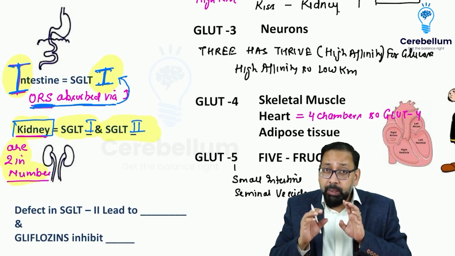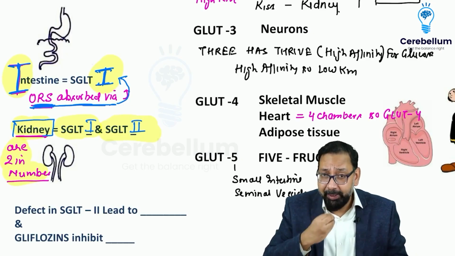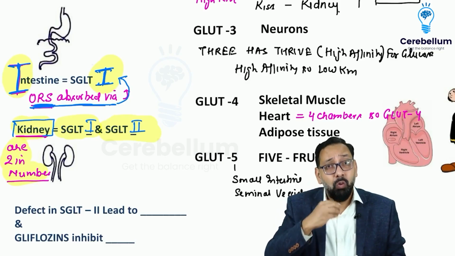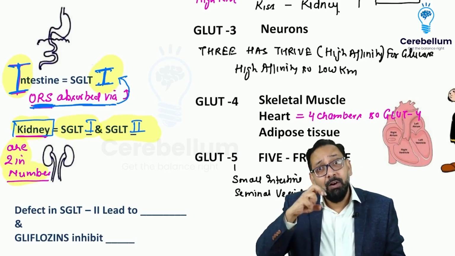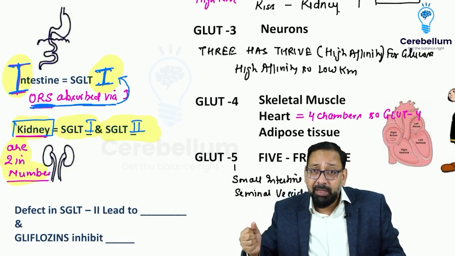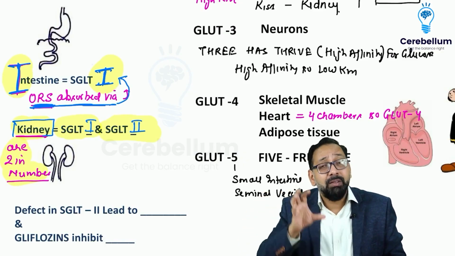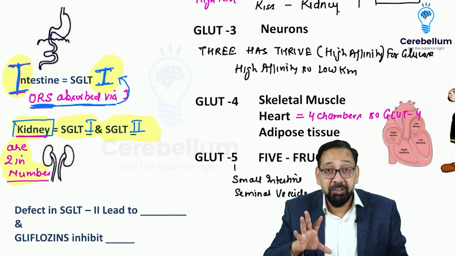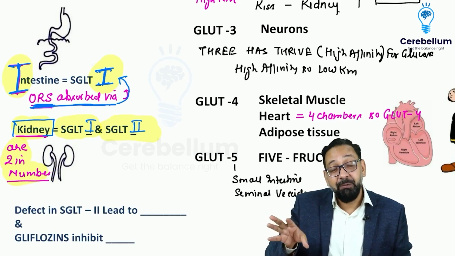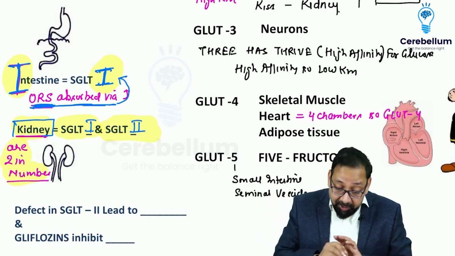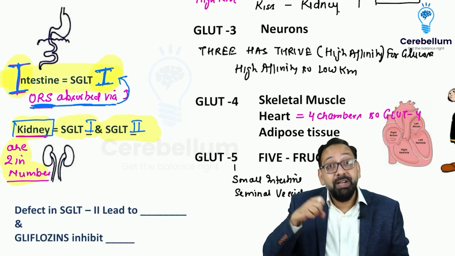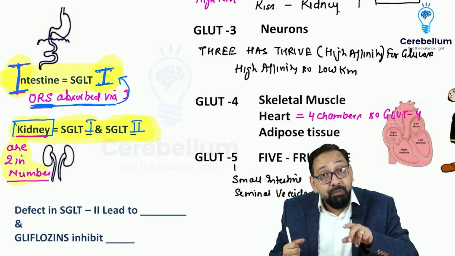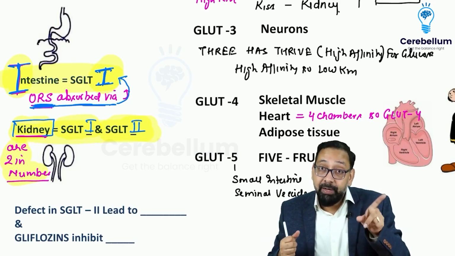Concept: we know that if you absorb anything, that should not be wasted. If we take some glucose, it is absorbed by intestine. Now it is filtered by kidney. So nature wants that whatever absorption has occurred should not be wasted. That's why renal threshold of glucose is high. We want to reabsorb. So SGLT1 absorbs in intestine and kidney reabsorbs. So that's why nature gave both SGLT1 and SGLT2.